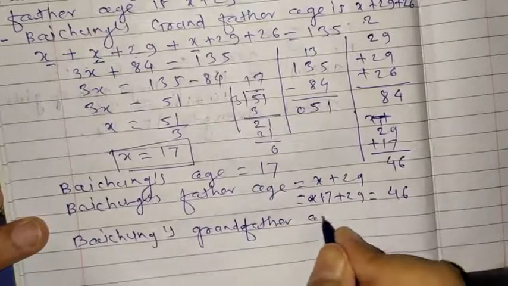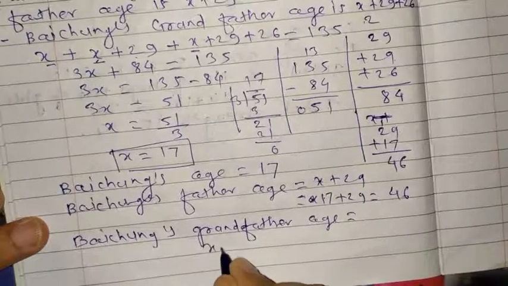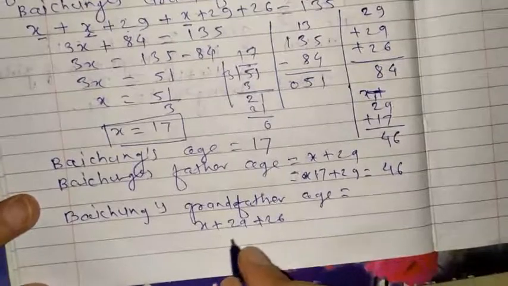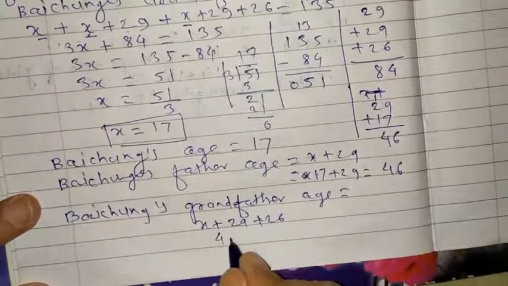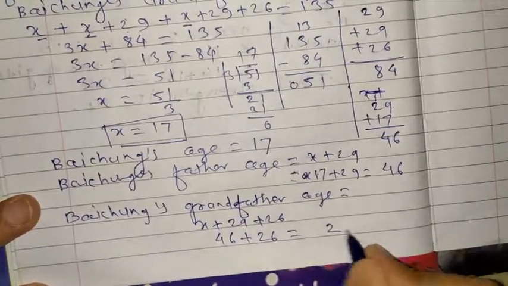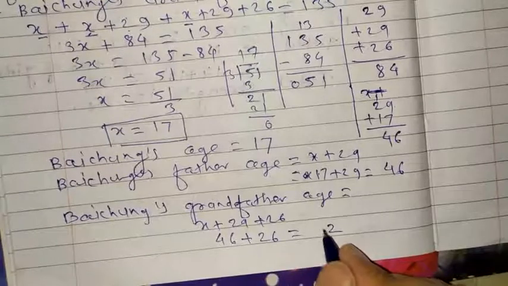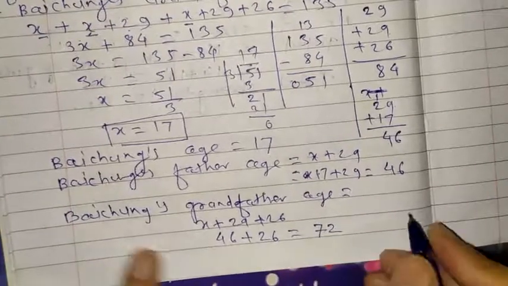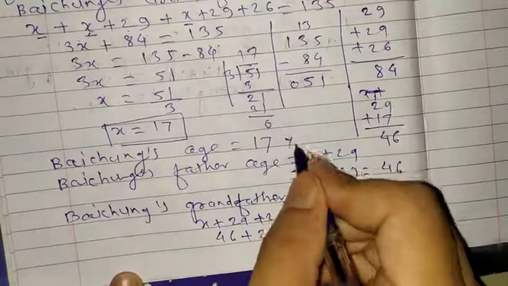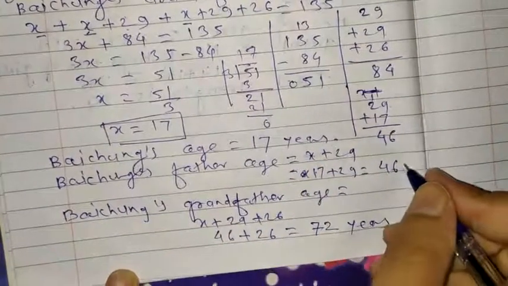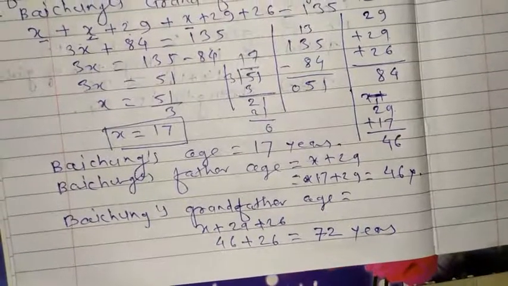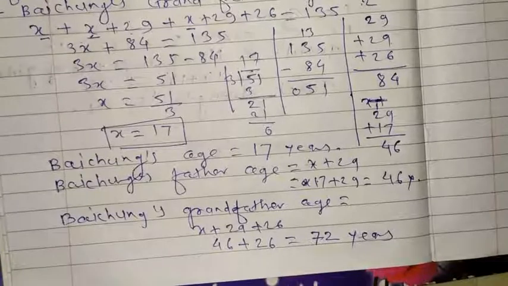Finally, Byju's grandfather's age is X plus 29 plus 26. X plus 29 we already calculated, so it is 46. 46 plus 26: 6 plus 6, 12, 1 carry. 4 plus 2 is 6, plus 1, 72. So it is 72 years. So here Byju's age is 17 years, father is 46 years and grandfather is 72 years. I hope, friends, you understood this. After that we will move to the next question.